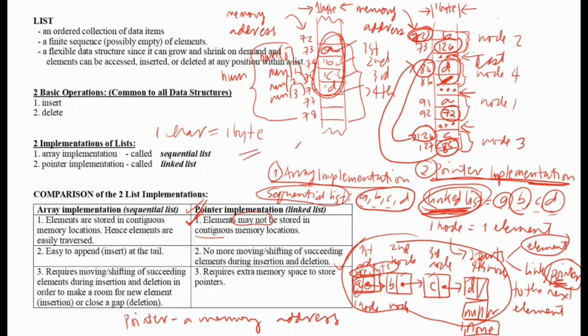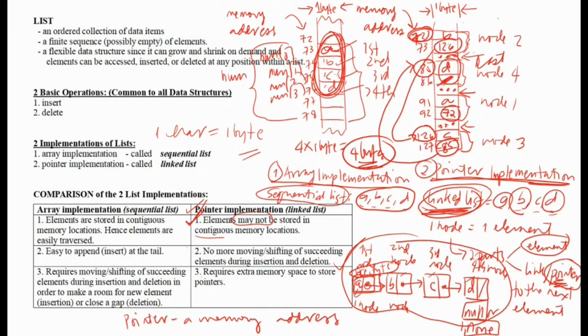That would be 4 elements times 1 byte each. So the total is 4 bytes. Okay, so currently it has 4 elements, ABCD. It consumes 4 bytes of RAM space.